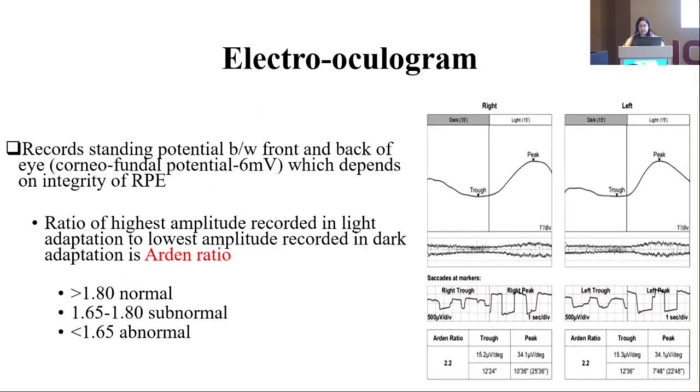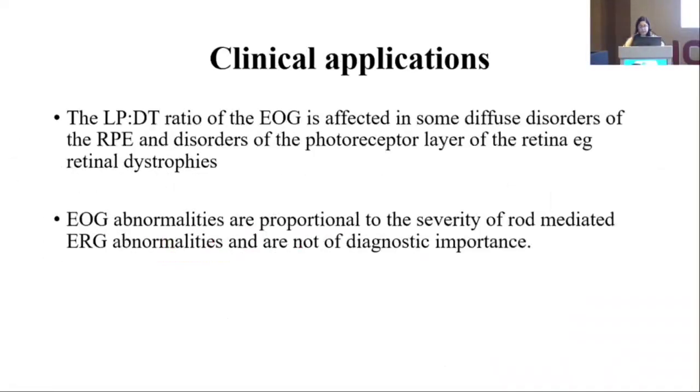EOG records the standing potential between the front and back of the eye, which depends on the integrity of the RPE. The ratio of the highest amplitude recorded in light adaptation to the lowest amplitude recorded in dark adaptation is given by Arden's ratio. More than 1.8 is normal and less than 1.65 is abnormal.